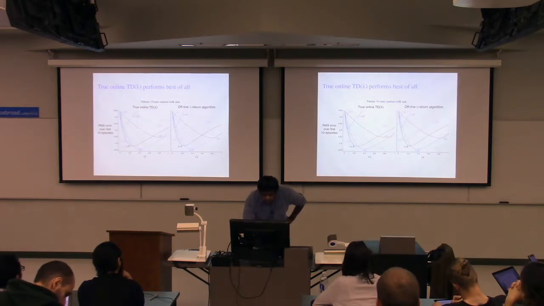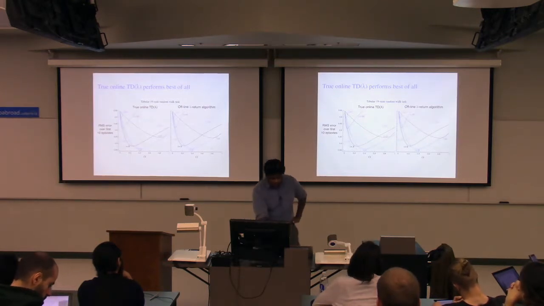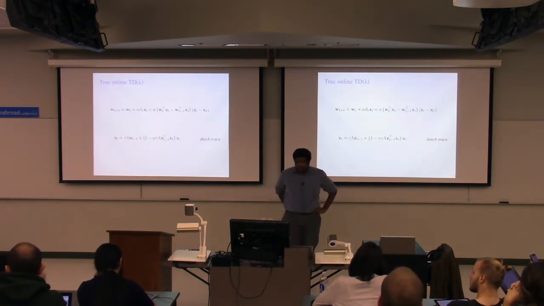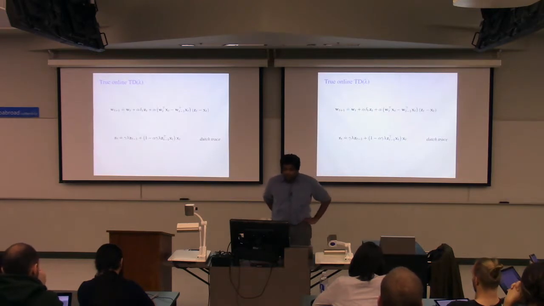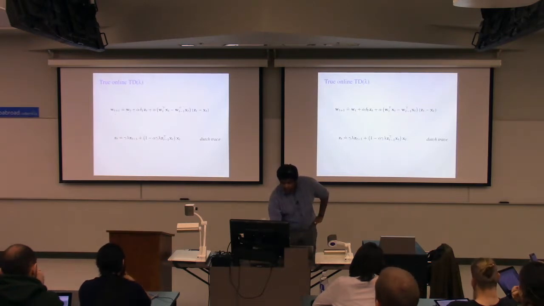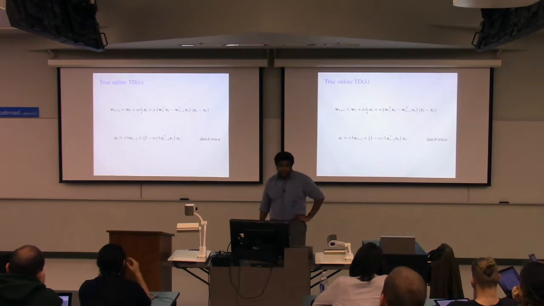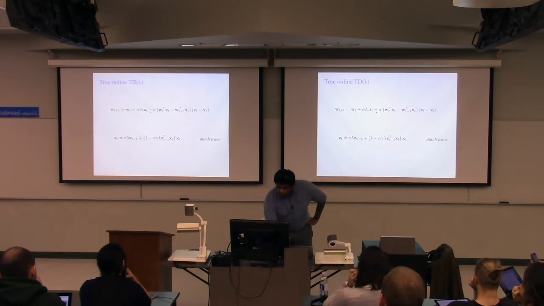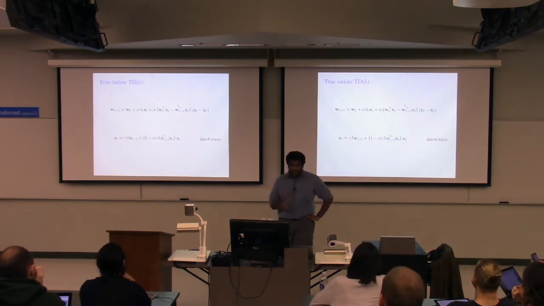Okay, so, oops, wrong computer. Let's see. These are the update equations for true online TD lambda. You'll see that it looks quite similar to your traditional TD. We're updating our weights. This is the old weights. These are the new weights. They get updated with alpha delta Z, where Z is our eligibility trace. But then it gets this additional component, which is like a correction factor.